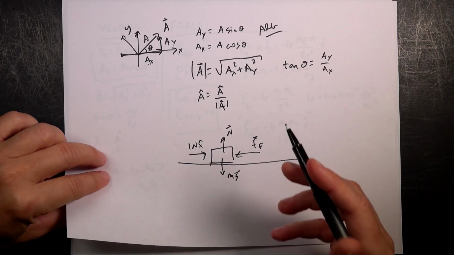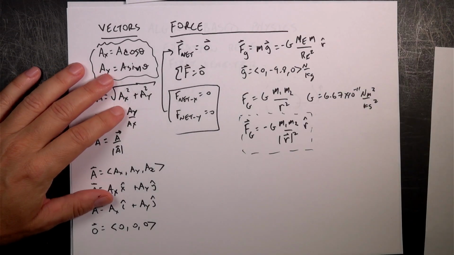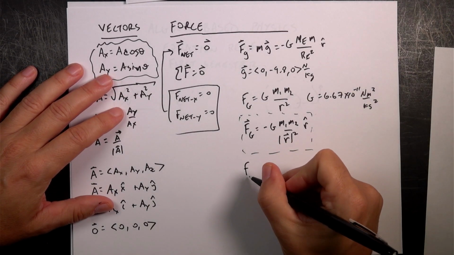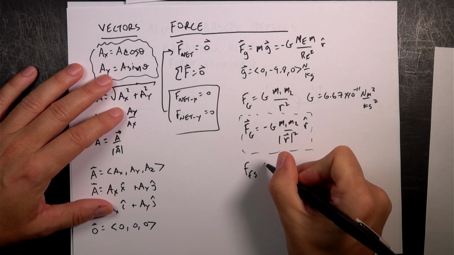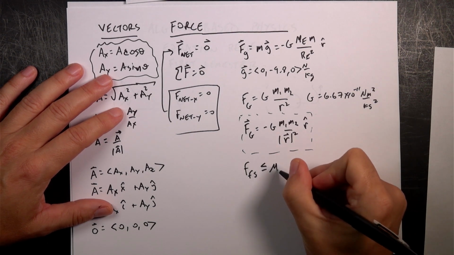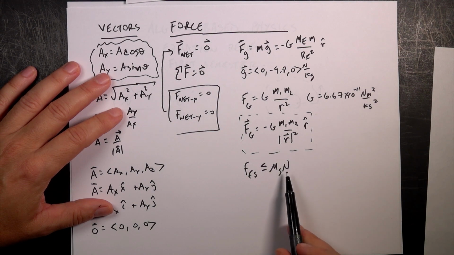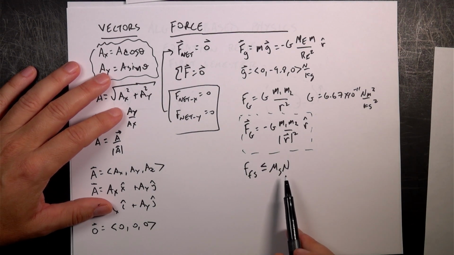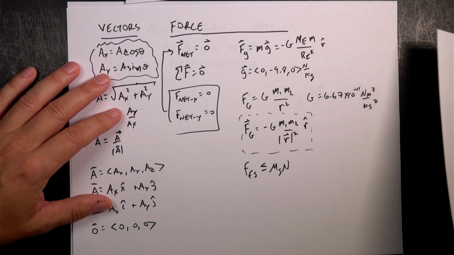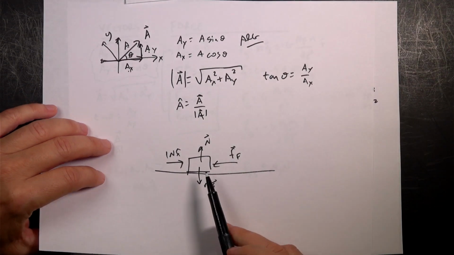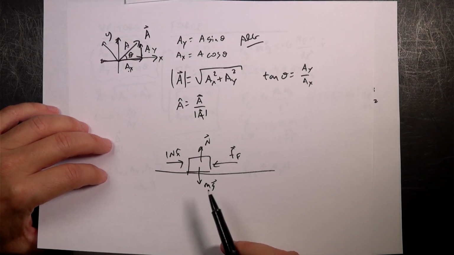Okay, so we get the following expression for the magnitude of the frictional force, and we call this static friction. It looks like this: F friction static is less than or equal to a coefficient of static friction times the normal force. So the normal force tells you how hard the two surfaces are pushed together. It's not equal to mg. It is in this case. It happens to be the case.